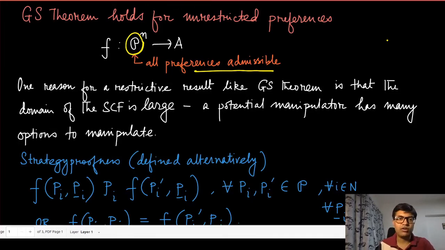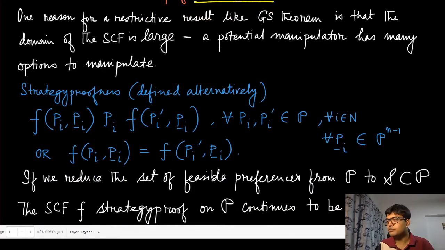An alternative way we can write strategy proofness is the following. We have defined so far strategy proofness in terms of non-manipulability. So if you can find a social choice function which is not manipulable, where we have defined manipulability formally, then we call that strategy proof.